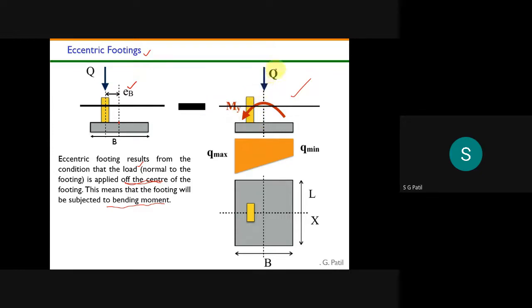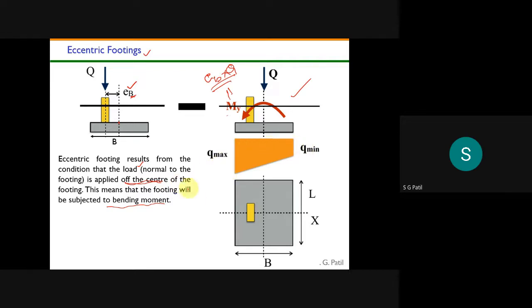That means whatever Q you apply with certain eccentricity, that is EB. So you apply this Q into EB as some moment at the center of your column, at the center of your footing. So My is nothing but your EB into Q. Okay. So once a moment comes into the picture, what will happen? Your stress distribution is not uniform.